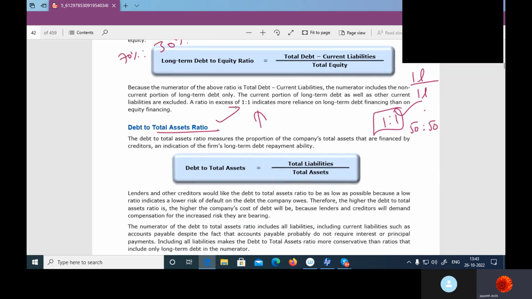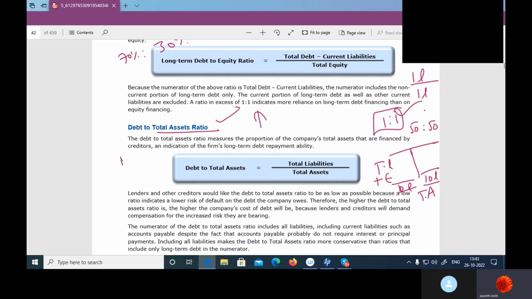Next is debt to assets ratio. So we have already discussed this. Like in the balance sheet, 10 lakhs is your total of assets, and 10 lakhs is the total of liabilities plus equity.